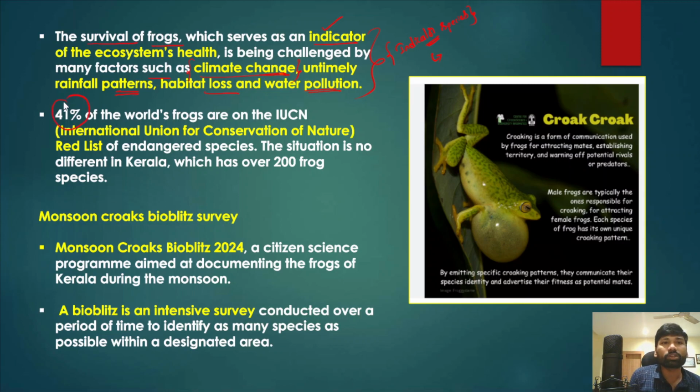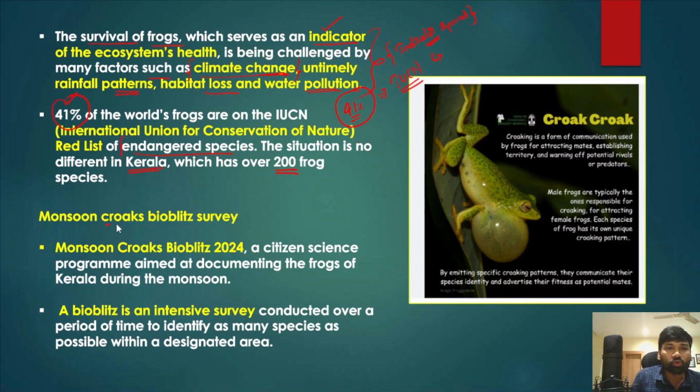It is said that 41% of the world's frogs are on the IUCN endangered species list. Once they become endangered species, they become critically endangered, and after critically endangered, extinct in the wild. So a majority of the frog species, 41% of them, are in the endangered category of the IUCN, the International Union for Conservation of Nature, Red List of Threatened Species. The situation is not different in Kerala. In Kerala also, frogs have been facing a lot of challenges for their survival. It is said that Kerala itself has around 200 different frog species.